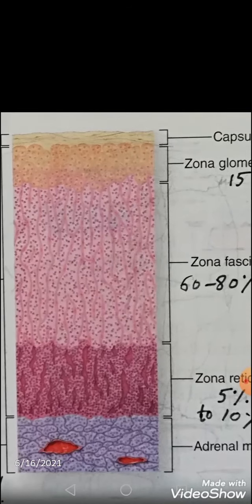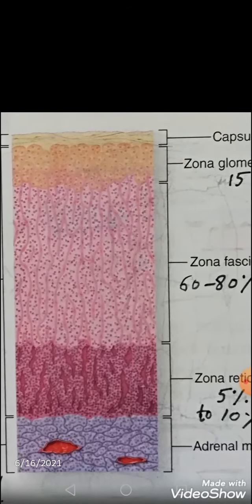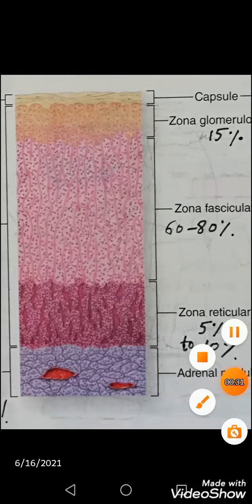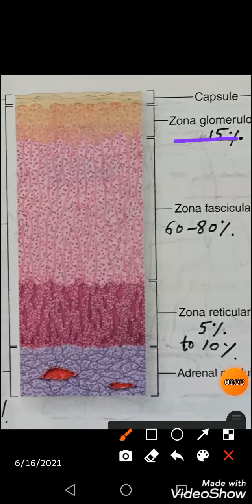Then you can see the cortex, which is divided into three concentric layers. The superficial one among them is the zona glomerulosa, right? That forms almost 50% of the cortex. Next to it you find the zona fasciculata, which makes up 65 to 80% of the cortex. Then you can observe the zona reticularis, which makes up 5 to 10% in its ratio, right?